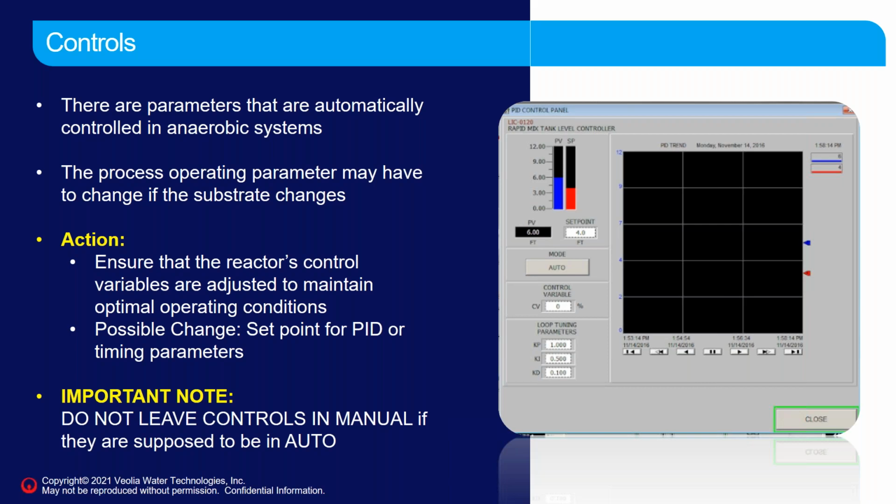Again, you can have an upset condition because something is in manual. Again, pH is an example. I've seen instances where they've left the pH control in manual after calibrating a pH probe, which resulted in caustic being continually sent into the digester over time because the pH that it was reading was below the set point, which resulted in killing and inhibiting the bacteria in the reactor. Again, make sure everything's back in auto when it's supposed to be in auto.